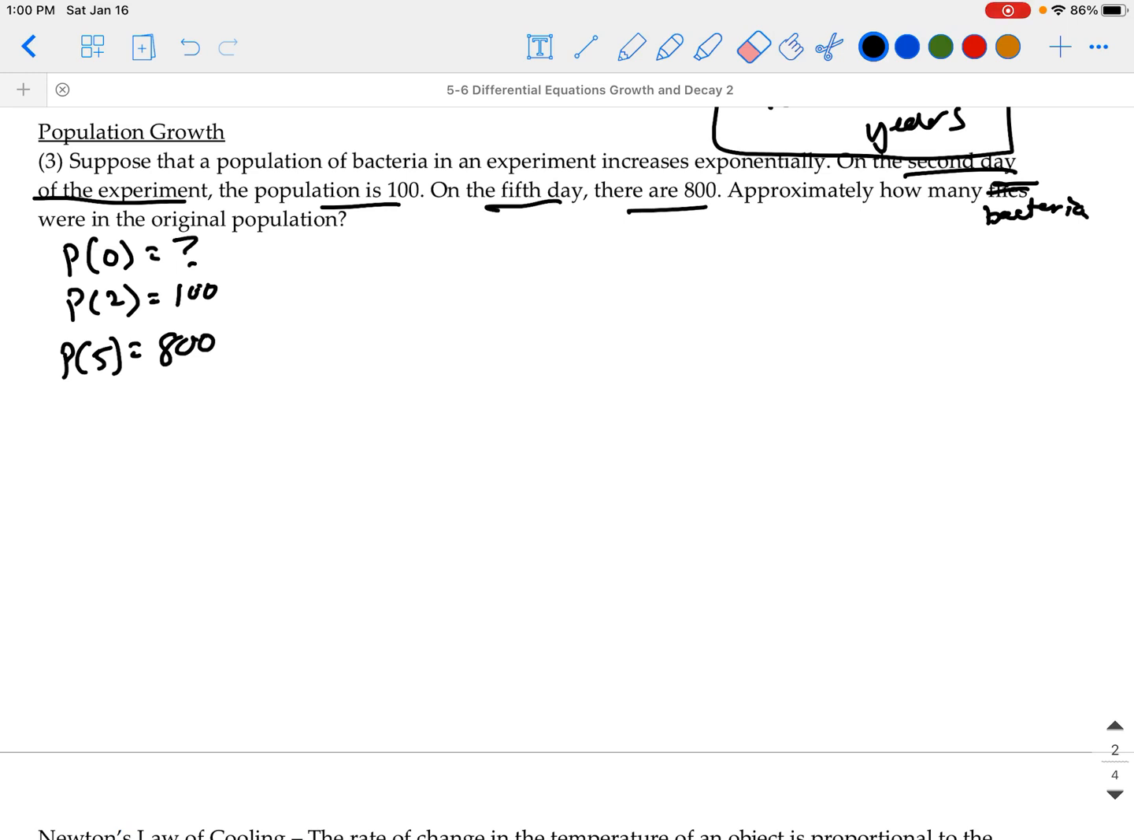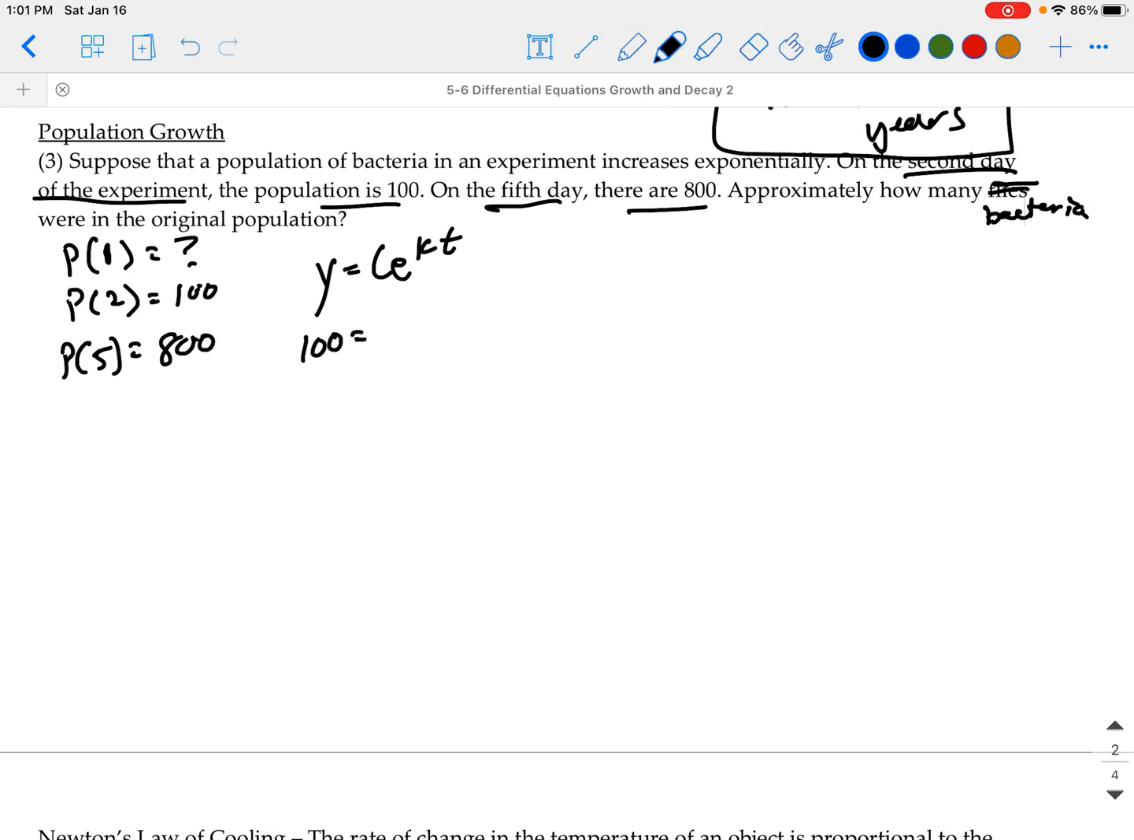And I guess actually this is worded a little bit oddly. So we want the population on the first day, so not on the 0. A little bit oddly worded, but nonetheless, we can figure out P of 1. All right, so let's go ahead and note that we know that our model is exponential, so y is going to equal Ce^(kt). And we know the values on the 5th day and the 2nd day, so we can build our model based on that. So let's go ahead and do that.